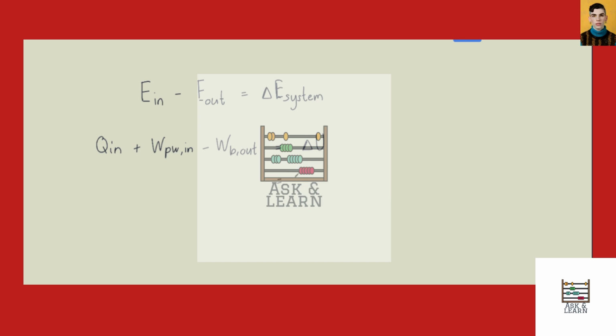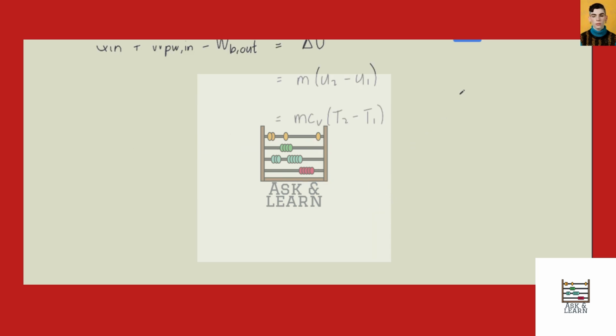So delta U can be written as m times (u2 minus u1), the specific internal energy per unit mass. And we can write this further as m C_v times a change in temperature, T2 minus T1. But remember that for an isothermal process, T2 is equal to T1. So this right-hand side goes to 0.